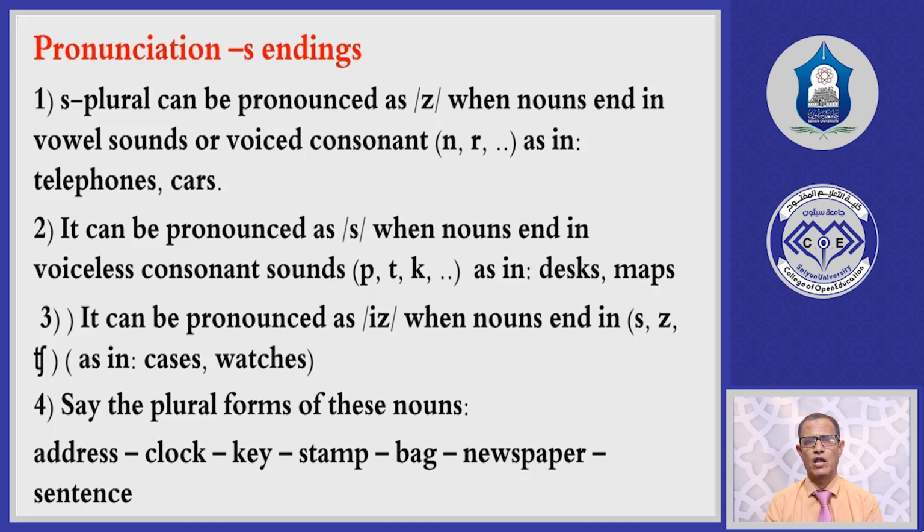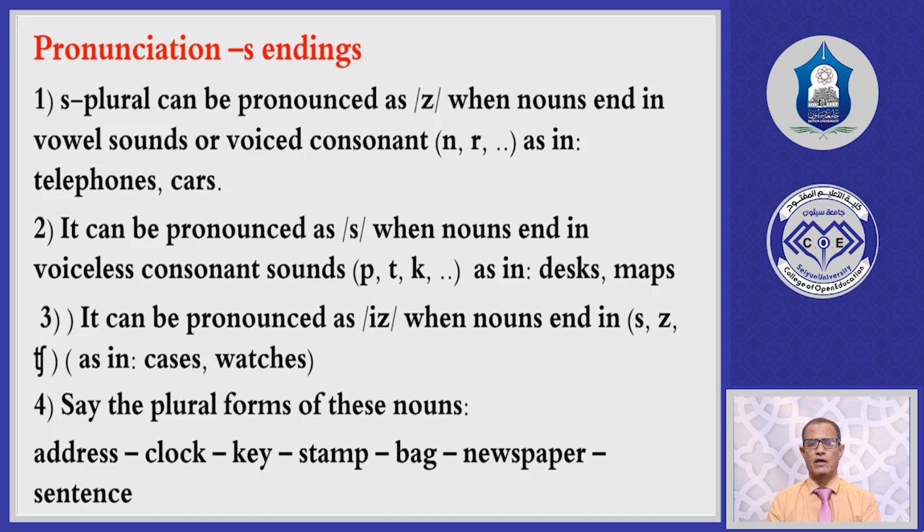For example, lock. Here it ends in ka. That means this noun ends in ka, so it will be locks. Now also we have ta. Same, for example, ticket. It will be tickets. So these are nouns that end in voiceless sounds, and then we have sa at the end of these nouns. So this is pronounced as sa.